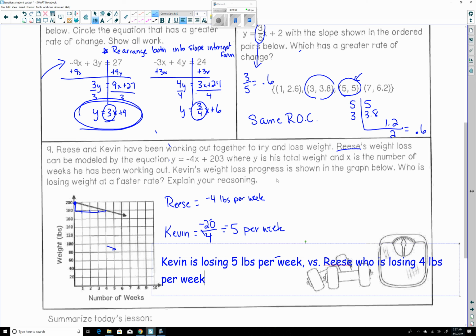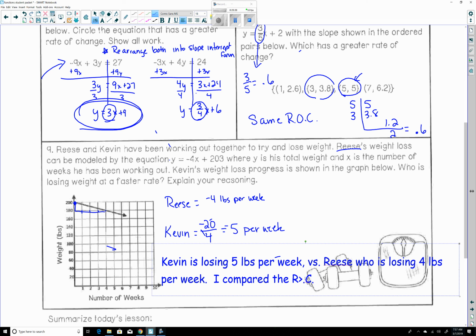So you have to read the question, and it says explain your reasoning here. I compared the rates of change. Okay, I compared the rate of change. And that's exactly what you're doing in every situation. That's what you're going to do.